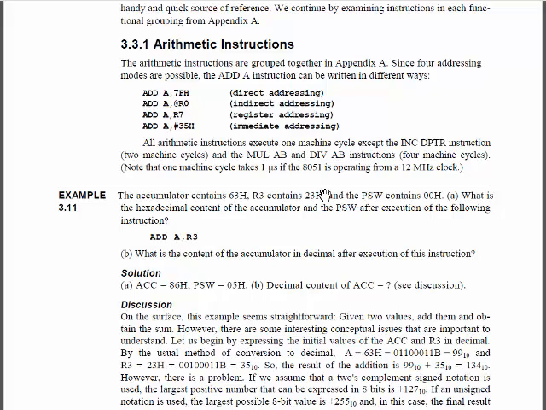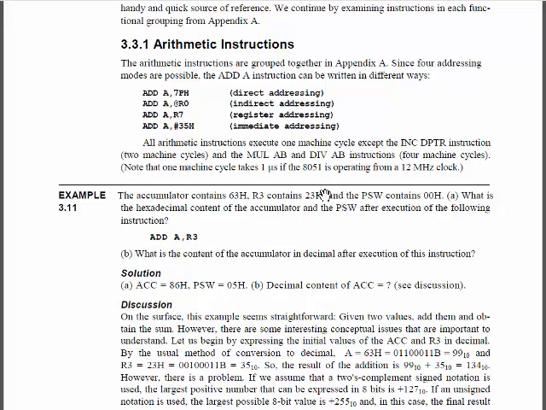So we're running at a 12 megahertz clock. Our processor is running at a 24 megahertz clock. That's roughly what we're using. So it takes about half a microsecond per machine cycle. So that gives you an idea how fast you can do that.